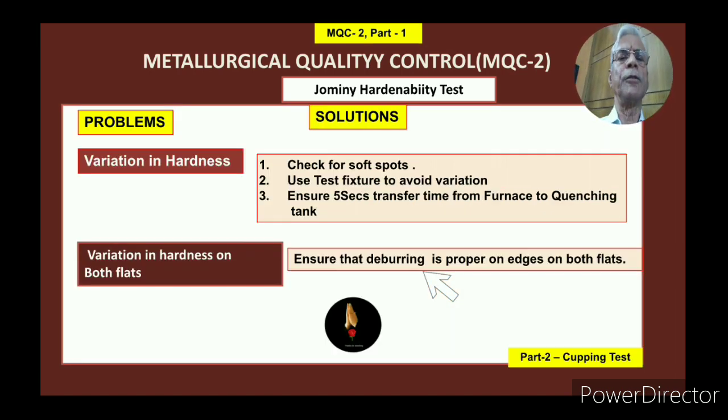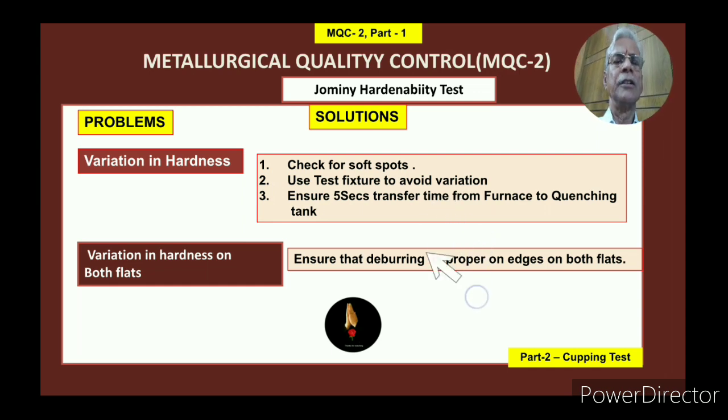So we go next. What are the different problems and their possible solutions? Variation in hardness is one of the things which is generally seen, because it's all the game of hardness measurement at a particular point. So check for the soft spot, use a test fixture to avoid variation, and ensure 5-second transfer time from furnace to quenching. These are the problems, and when you see them, these are the reasons and solutions, and they are to be maintained properly.